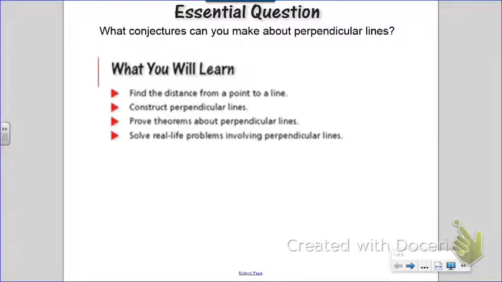Today's lesson is on proofs about perpendicular lines. We'll look at how to find the distance from a point to a line. We'll look at how to prove theorems about perpendicular lines and solving problems involving perpendicular lines. We'll work on constructing perpendicular lines in class.